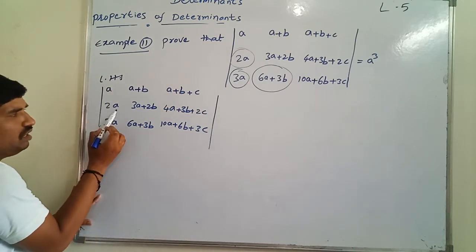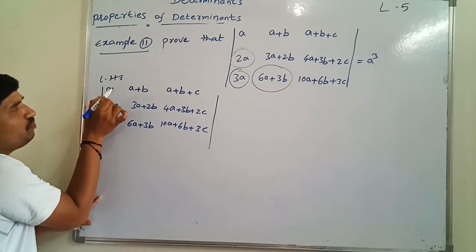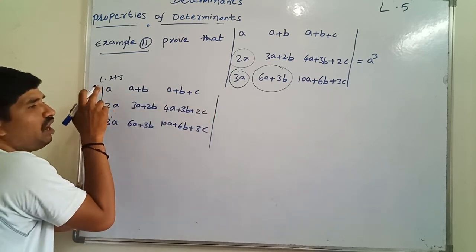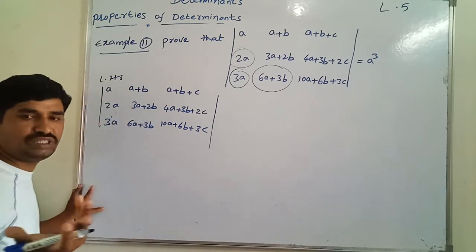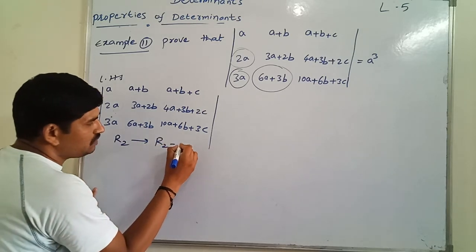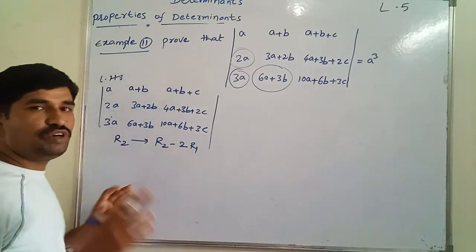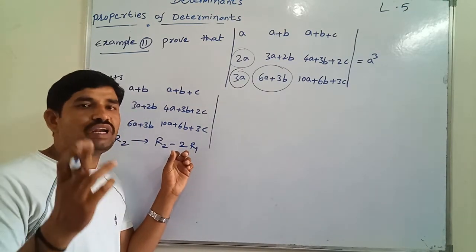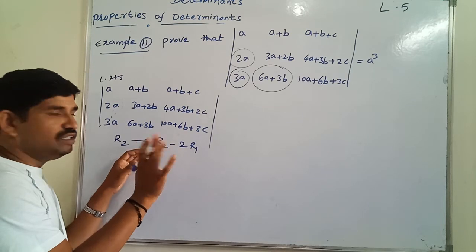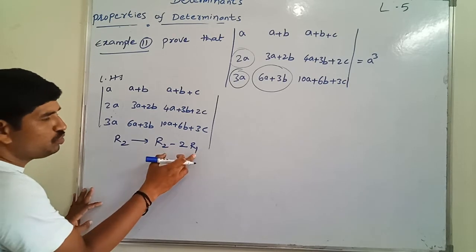If you are going to make this place 0, we have to use R1. In place of R1 we have A, so we multiply R1 with 2, because 2A minus 2A is 0. That's why R2 tends to R2 minus 2 into R1. Sir, why are we writing 2 into R1 here? If you have a doubt, you can comment immediately and I will reply. Are you able to understand here? R2 minus 2 into R1.